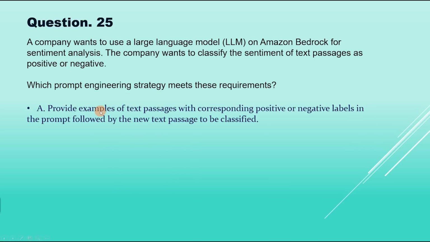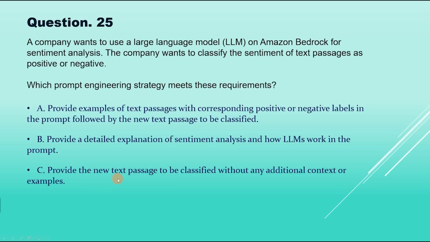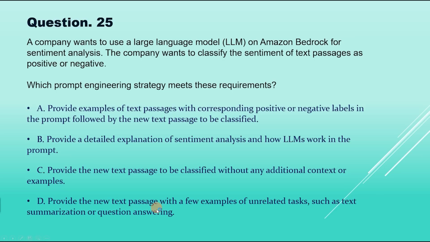Here are the options. Option A, provide examples of text passages with corresponding positive or negative labels in the prompt, followed by new text passages to be classified. Option B, provide a detailed explanation of sentiment analysis and how LLMs work in the prompt. Option C, provide new text passages to be classified without any additional context or examples. Option D, provide the new text passages with few examples of unrelated tasks such as text summarization or question answering. So these options are a little longer, so take your time to guess the correct answer.